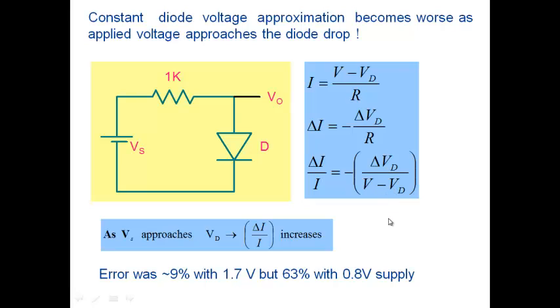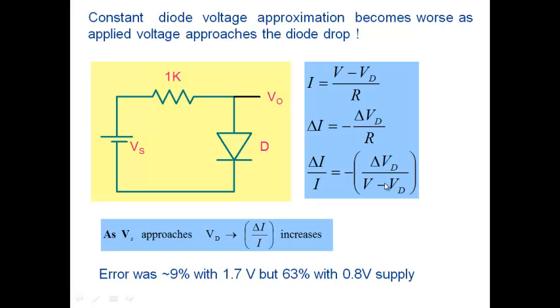So it tells you that the percentage error in current actually depends on how close, this should actually be VS, how close my VS is to VD. That's critical here. For example, I can have 1K here. And if I apply 1 volt here, I have 1K and I have 1 volt here, and this is 0.7. So V minus VD is 0.3. So I'll have a certain amount of error.